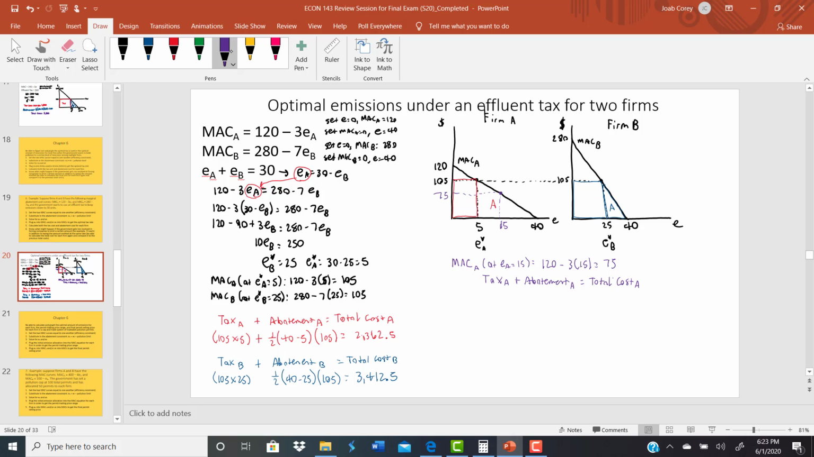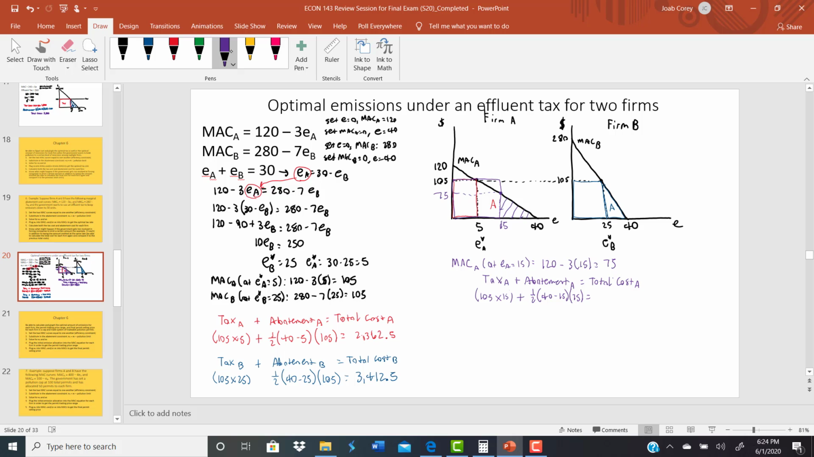For firm A, the tax cost is still the 105 times the number of emissions that they have, which in this case is 15. In other words, our tax cost is now the area of this box here. But then what's also going to be added to that, this abatement cost here, is going to be 1/2 times the base of that triangle, which is 40 minus 15, times the height of that triangle, which we calculated in the beginning at 75.